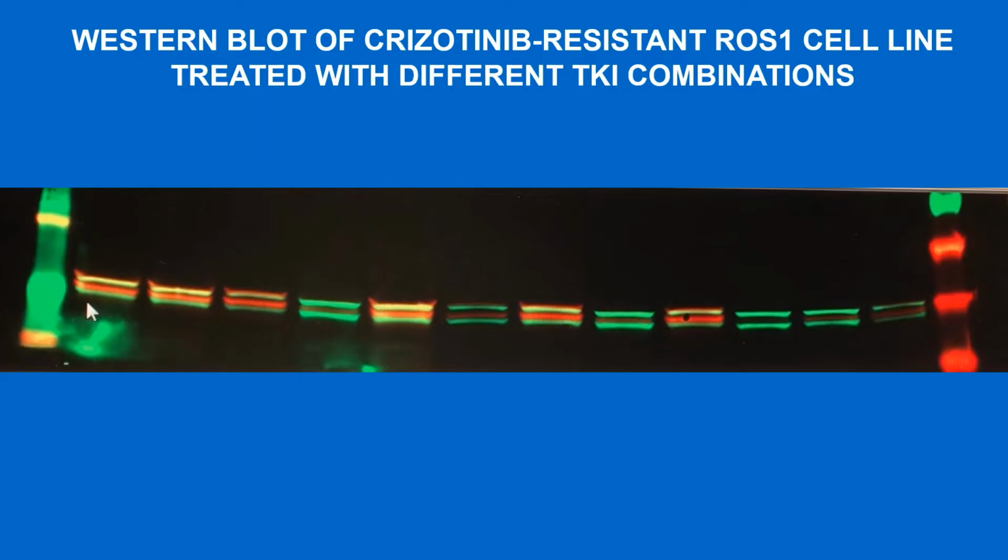This graphic is called a Western blot. Researchers use it to detect protein signaling. This particular blot is looking at signaling from crizotinib-resistant ROS1 cell lines treated with different TKI combinations. Each set of colored bars represents a different concentration of a TKI or a combination of TKIs that have been applied to living ROS1 cells.